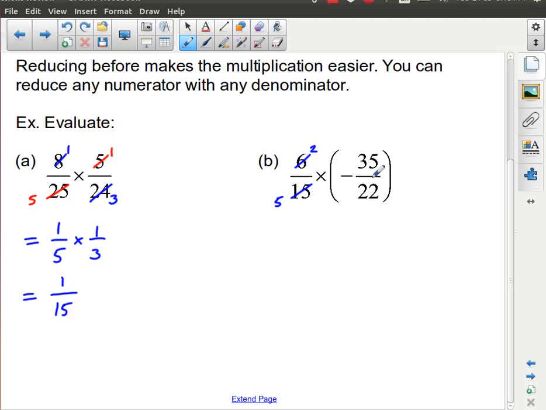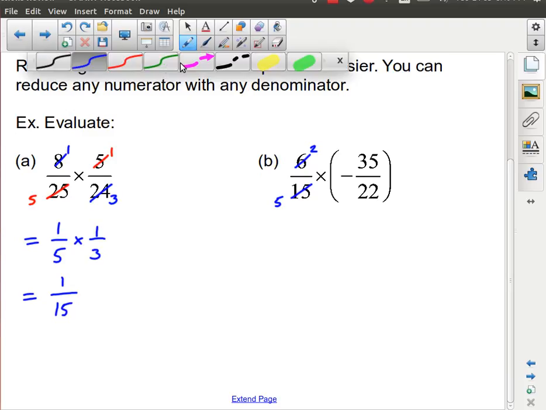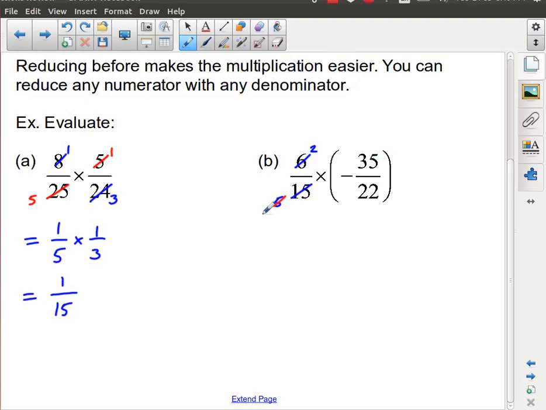35 over 22, are there any common factors there? Turns out there are not. 35 is 5 times 7, those are 2 primes. 22 is 2 times 11, those are 2 primes, so they're not going to help each other out. But I can actually go one step further here, which is 35 and 5 have a common factor. How many times does 5 go into 5? It goes in once. This is where I warned you about things possibly getting messy. And how many times does 5 go into 35? It goes in 7 times.